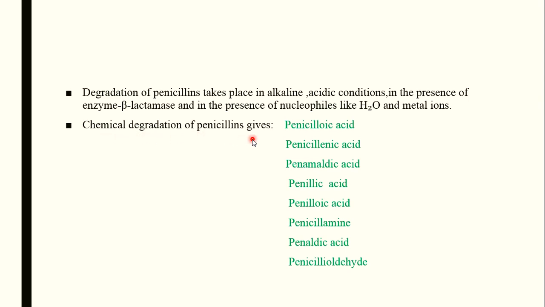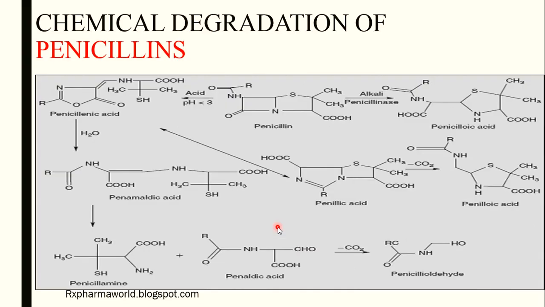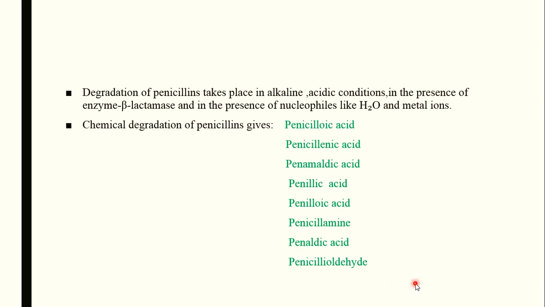Chemical degradation of penicillins gives penicilloic acid, penicillinic acid, penamaldic acid, penillic acid, penilloic acid, penicillamine, penaldic acid, penicilloaldehyde. All these structures are available in this chemical degradation of penicillins chart. This is one of the important questions. Practice well. We'll see about cephalosporins in my next video.